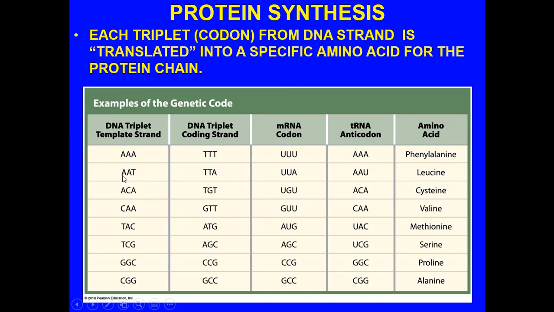The same thing goes with the DNA triplet template strand for AAT. It's going to be now with RNA. Remember, wherever there's a T, you've got to have instead a U. So if it's AA here, you're going to have UU. And if this is T, of course, you're going to go back to A.